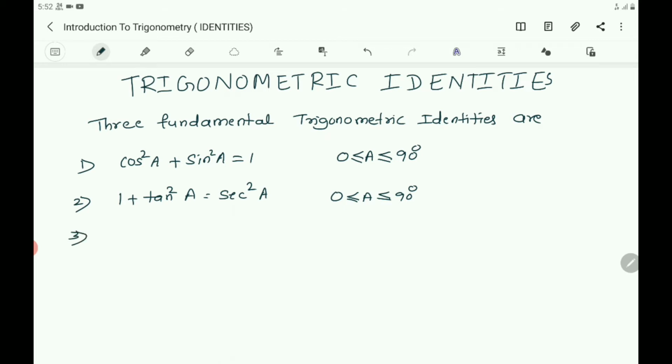Next, the third one, that is cot square A plus 1 equals cosec square A. Here also the value of A is greater than or equal to 0 and less than or equal to 90 degree. Now let us prove these identities one by one.